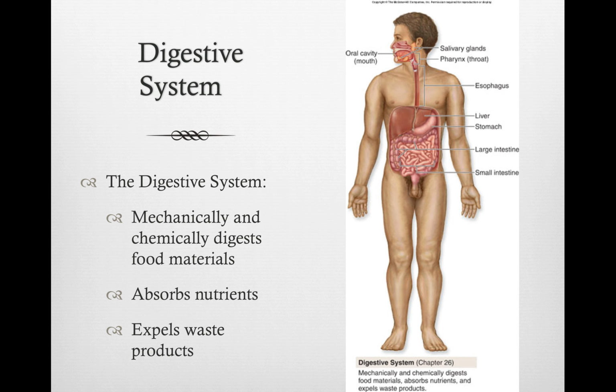The digestive system is there to mechanically and chemically digest food materials. And once those food materials are digested, to absorb the nutrients that we can take from that food and store them, use them. But there's a lot of aspects of our food that we simply cannot digest. And so those waste products must be essentially bundled up, packaged up, and removed from the body. And so the digestive system plays all of these roles.